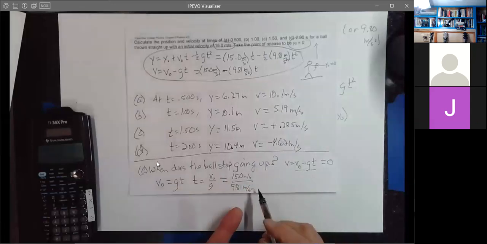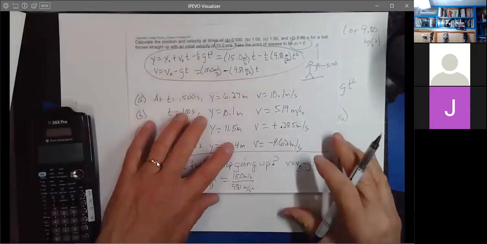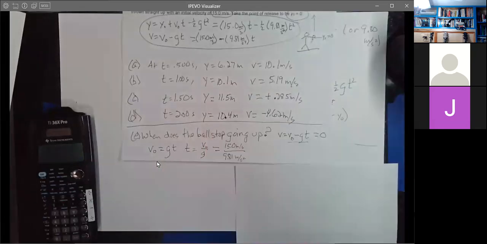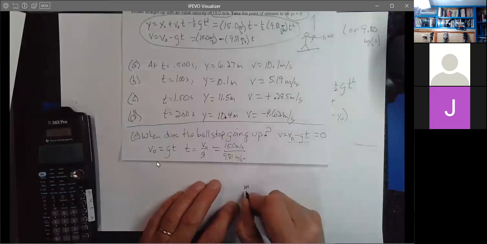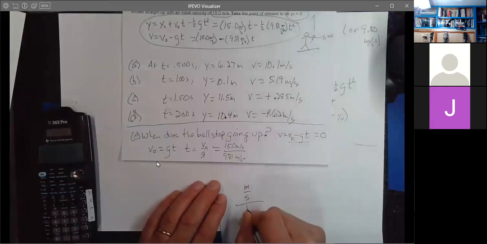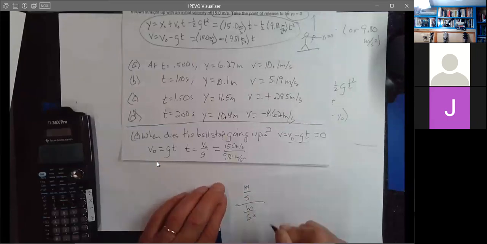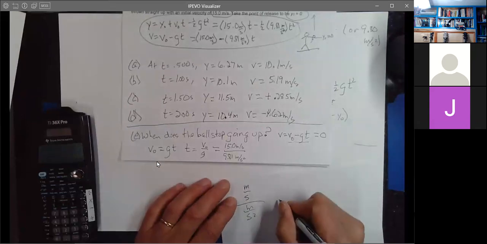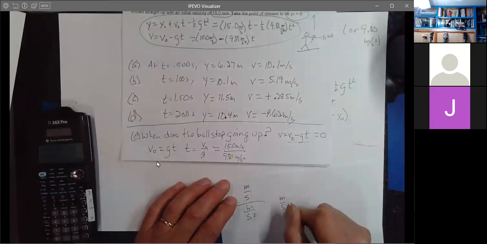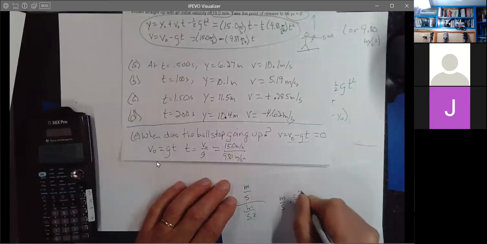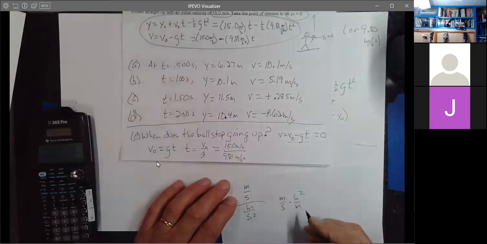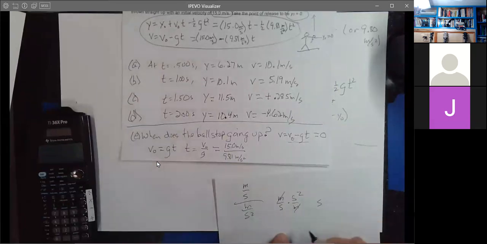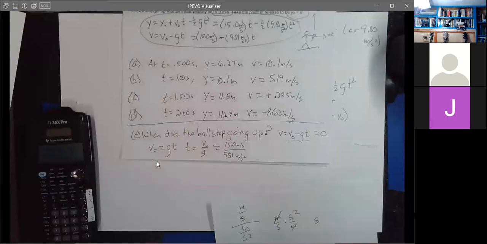Now let's look at the units to make sure we get something that's reasonable here. I'll just do it on the back of this one. Meters per second divided by meters per second squared. When you divide by a fraction, you invert it and multiply. So that'll become meters per second times seconds squared per meter. The meters divide out. Seconds squared over seconds is just seconds. That'll give me a time in seconds.